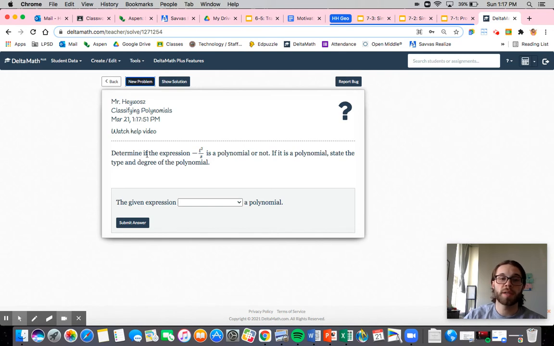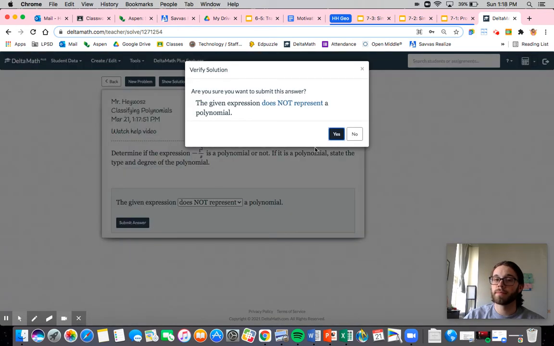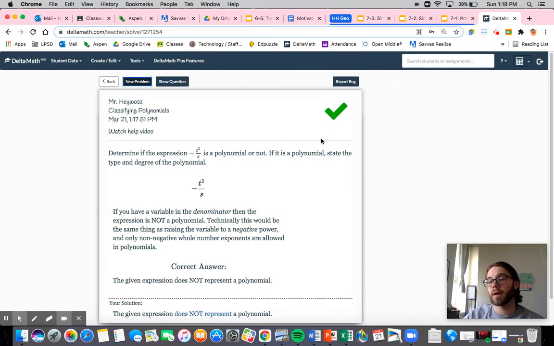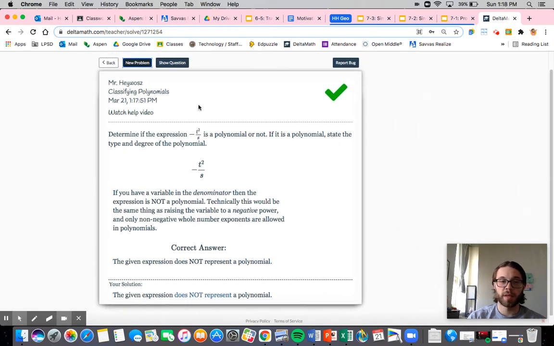Determine if the expression is or is not a polynomial. If it is a polynomial, state the type and degree of the polynomial. All right, so we have a variable, because that's an s, in the denominator. We don't want that, so no, not a polynomial. You cannot have negative exponents, because if it's in the denominator, that'd be the same as having a -1 exponent. You can't have negative exponents in a polynomial. All right, as you can see here, not a polynomial.